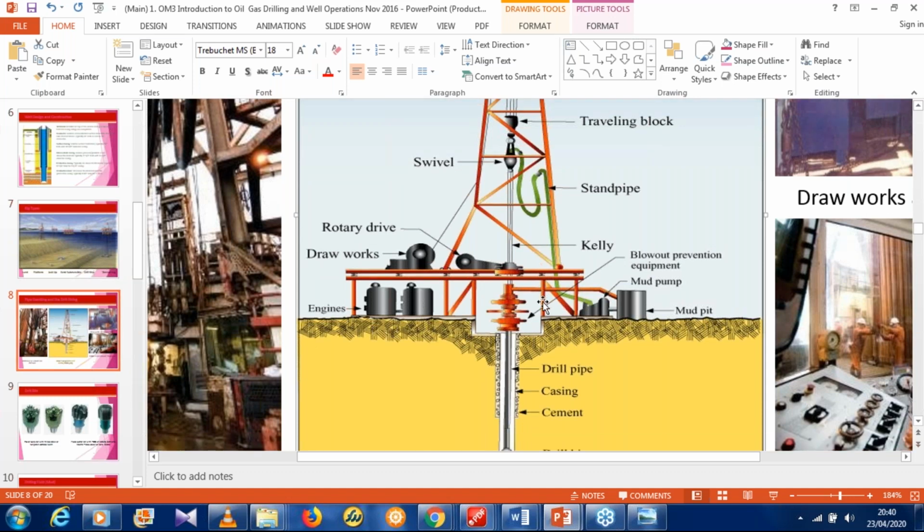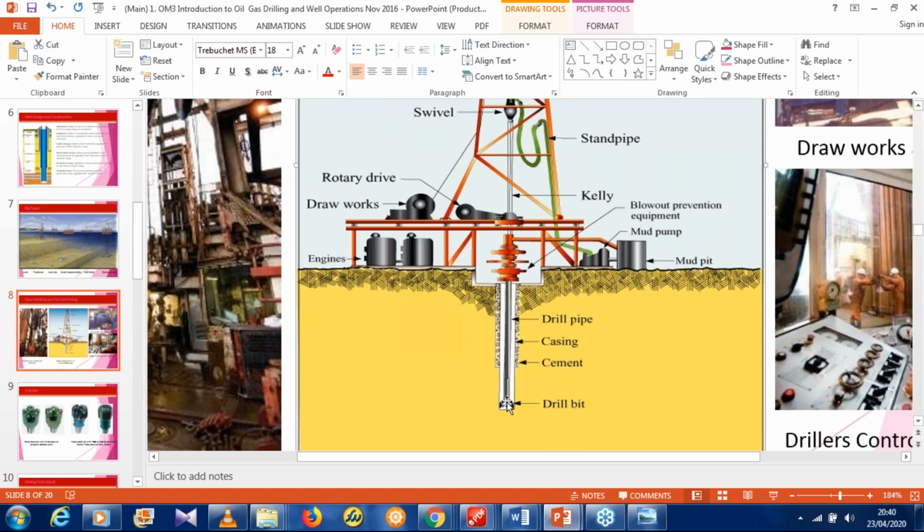Then the mud pit and our mud pump. Usually the mud is pumped into the drilling pit, for the purpose of making it easier for the drilling bit to continue to drill the hole and also for us to be able to get the product out. Now the cement, this casing here, and the cementing is usually to prevent the collapse of this well.